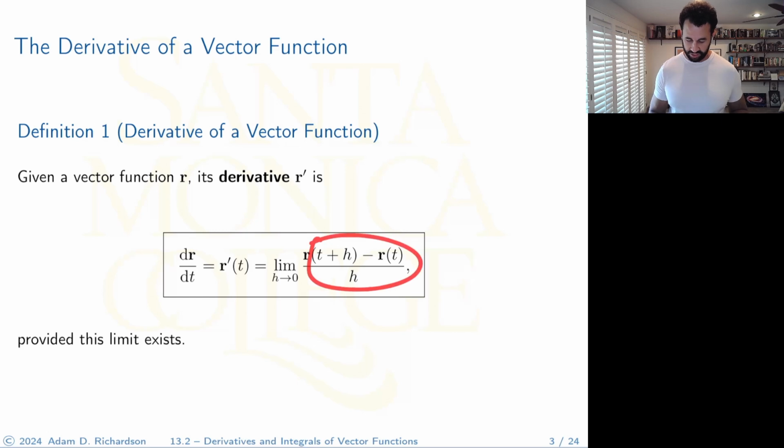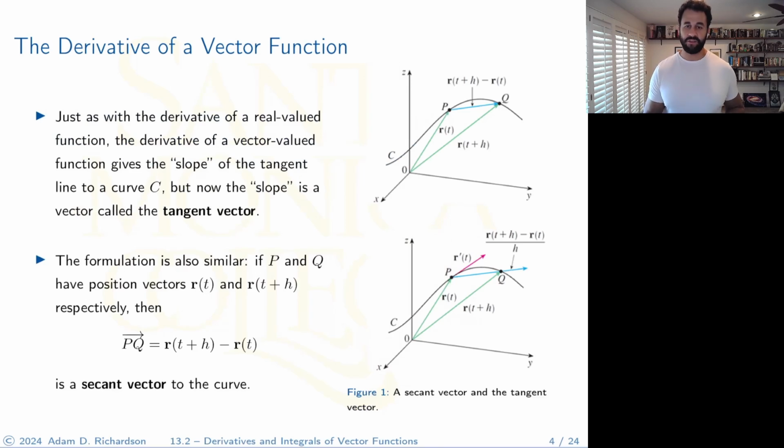You look at the difference quotient, you take the limit as the denominator goes to 0, as the increment goes to 0, and as long as this limit exists, then you have the derivative of that vector function at that point or at that time t. So the setup is very cool.